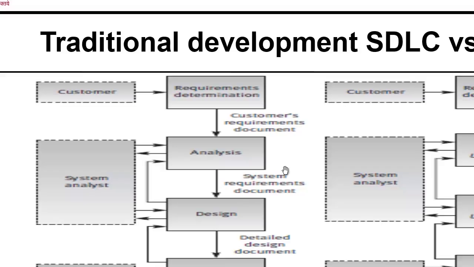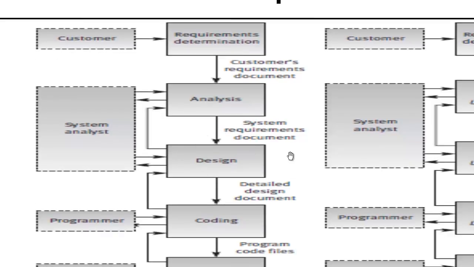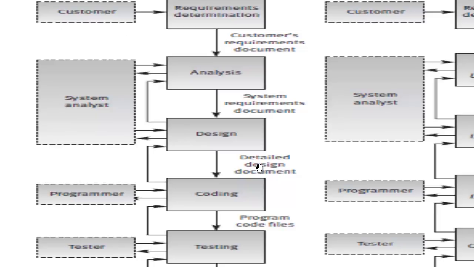Once the analysis is complete, we enter into the design phase. As mentioned, we have architectural design and detailed design. In architectural design, we identify the modules and the relationships among the modules. For each module, a detailed design will be prepared and the detailed design will be translated into code by a programmer or by a programming team.